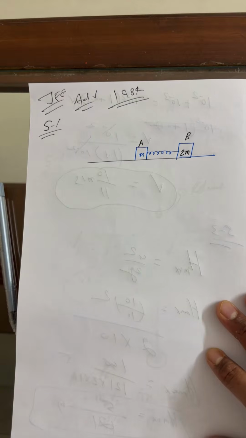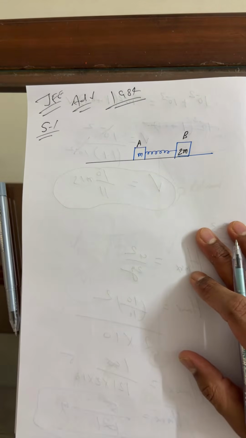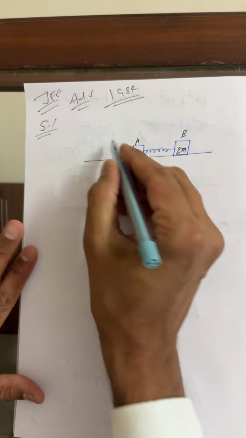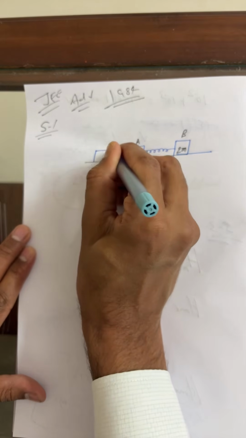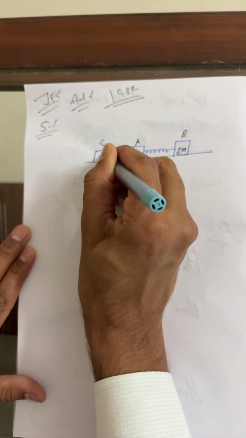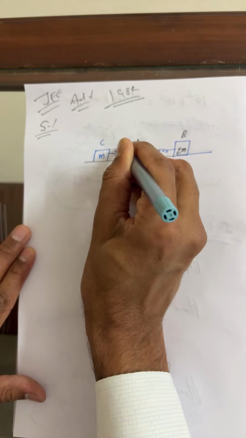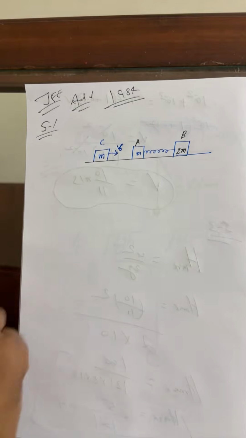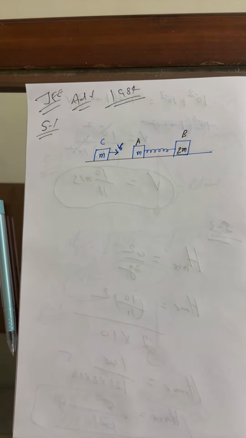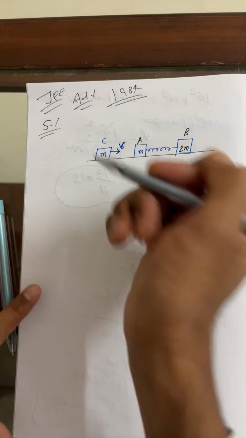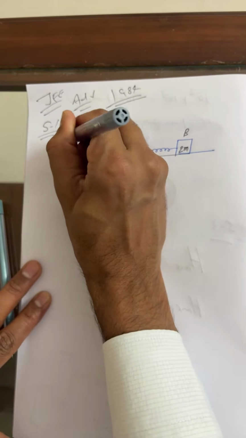Already shown the diagram here. A third block C of mass m moves with velocity v naught. So there is another block here, which is block C, mass is m, and this block is in motion. This is v naught here. They are connected. Mass m moves with velocity v naught along the line joining A and B and collides elastically.